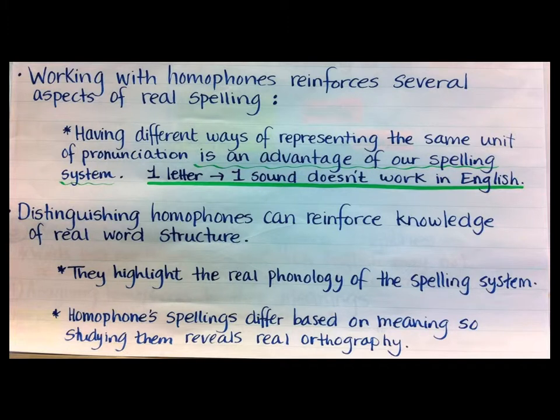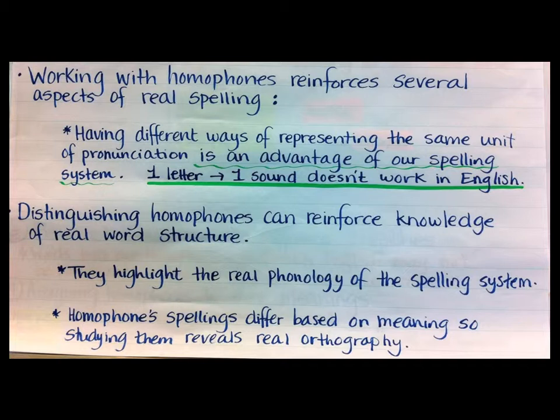Working with homophones reinforces several aspects of real spelling. Having different ways of representing the same unit of pronunciation is an advantage of our spelling system. The one letter, one sound idea doesn't work in English. Instead, we have letters and letter combinations, better known as digraphs and trigraphs, that allow us to pronounce things in different ways. By distinguishing homophones, we can reinforce the knowledge of real word structure.